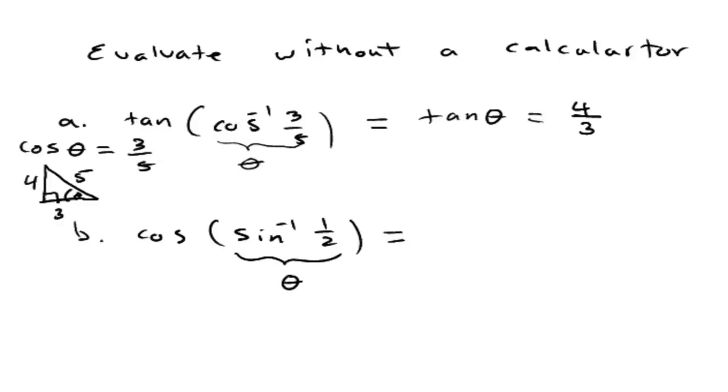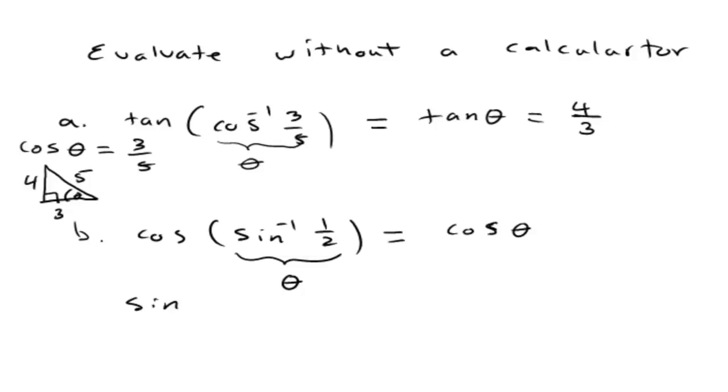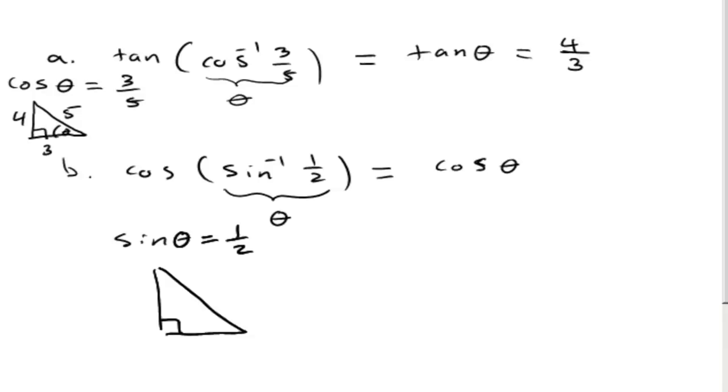So this here is some angle theta. So that means I want to find the cosine of theta. And if I call that theta, that means that the sine of theta is going to be equal to 1/2. Right? So once again I have some right triangle. Once again it's a positive ratio, so the angle is going to be in quadrant 1, so here's theta. And this is 1 and this is 2.